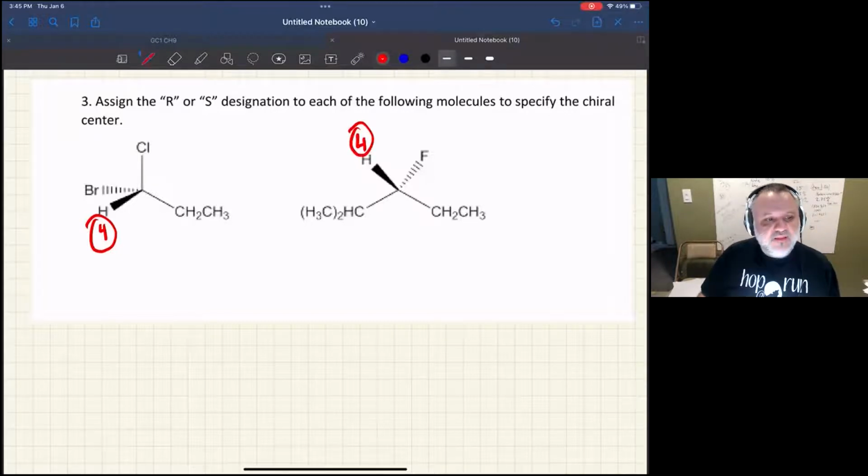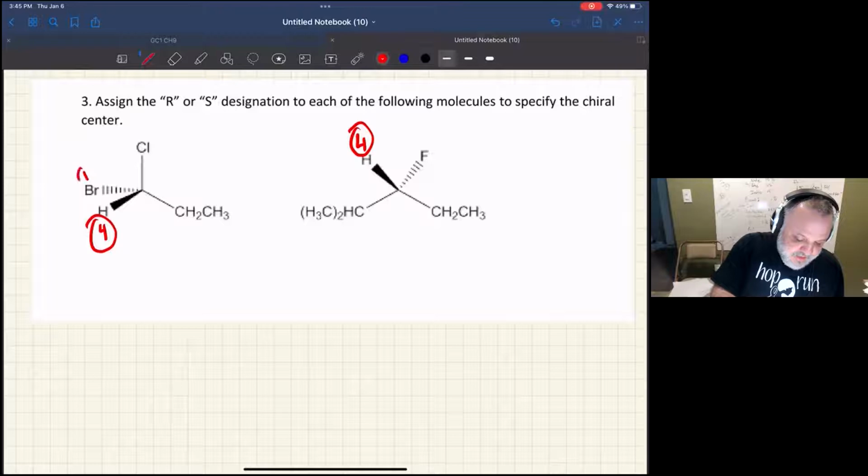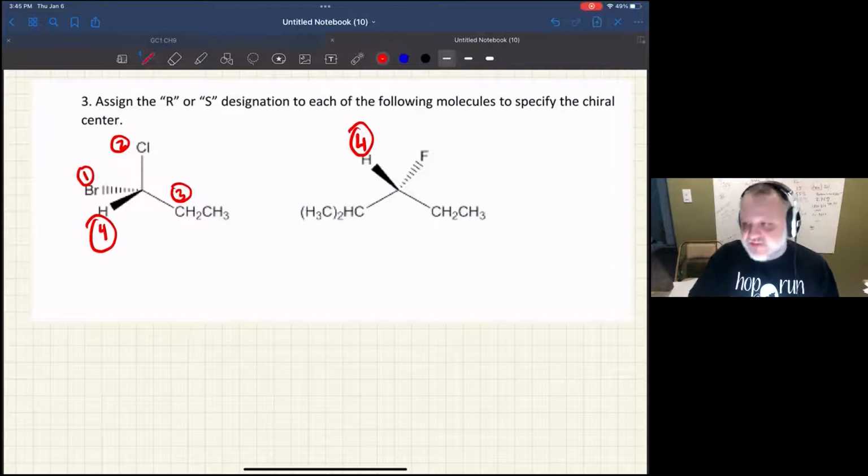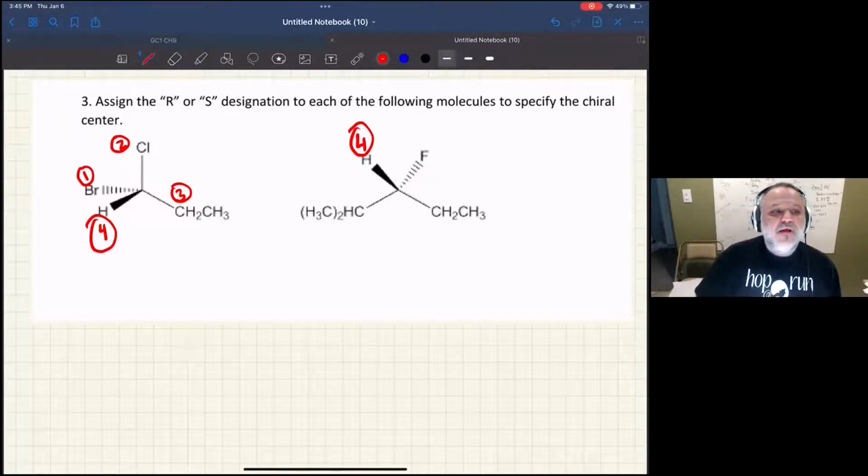Now let's take a look at the structure on the right. It's carbon versus chlorine versus bromine. There's no ties to deal with there. We know that bromine is the heaviest, chlorine is the next heaviest, carbon is the next heaviest. And so I went backwards, right? Bromine is the heaviest, chlorine is the next heaviest, carbon is the next heaviest after that. And so we've got our priorities specified.